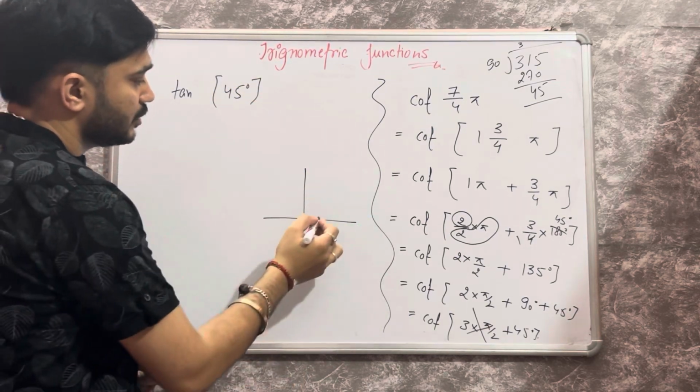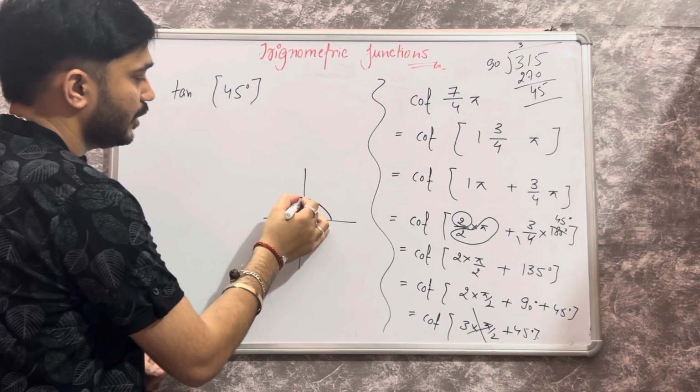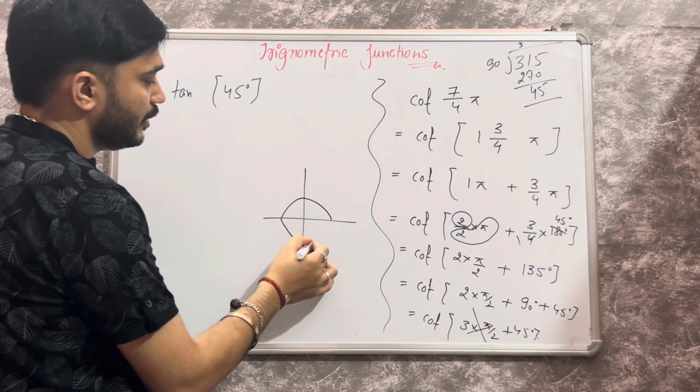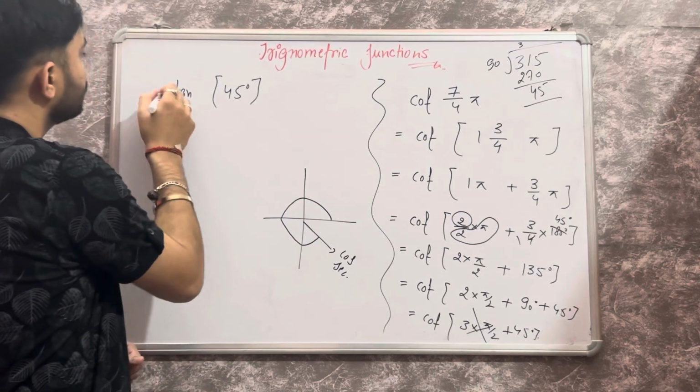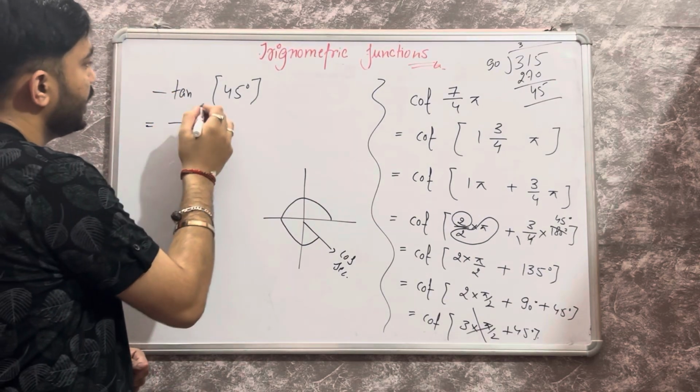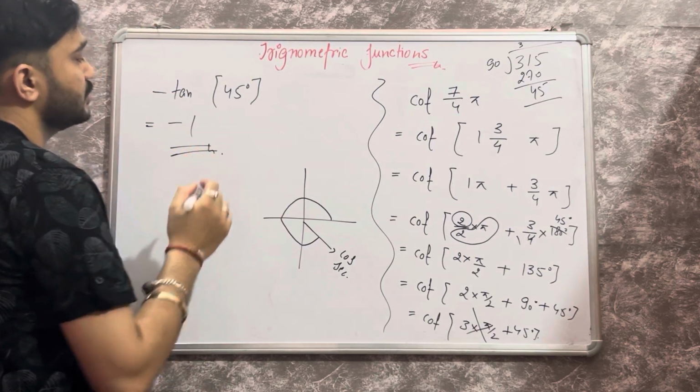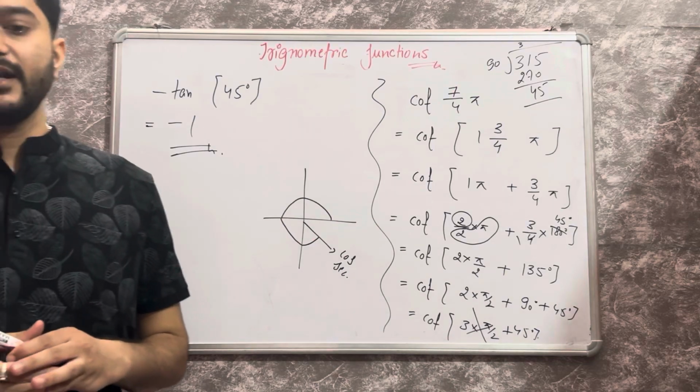We need to represent the coordinates: 1 into 90, 2 into 90, 3 into 90, and the fourth quadrant is of cos and sec. So the negative sign will appear here. Minus tan 45 is 1. So the answer is -1 in both the cases. Any doubt?